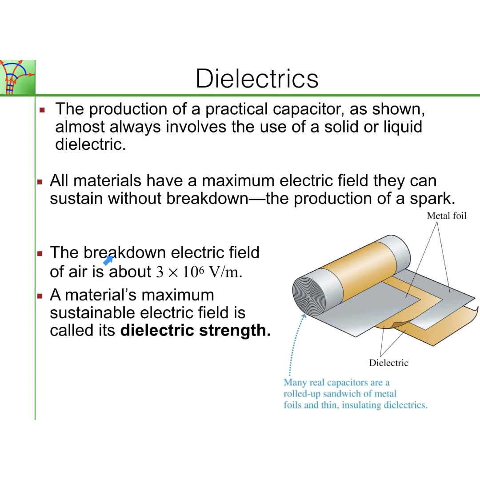And the breakdown of electric field of air, as you very well know, is about 3 times 10 to the 8 volts per meter, right? That's a certain point at which, if there's too much voltage difference across here, the current will just jump through the paper. So a material's maximum sustainable electric field is its dielectric strength. So its dielectric strength is kind of related to this breakdown. For air, it's 3 times 10 to the 6. For paper, it's going to be something different.